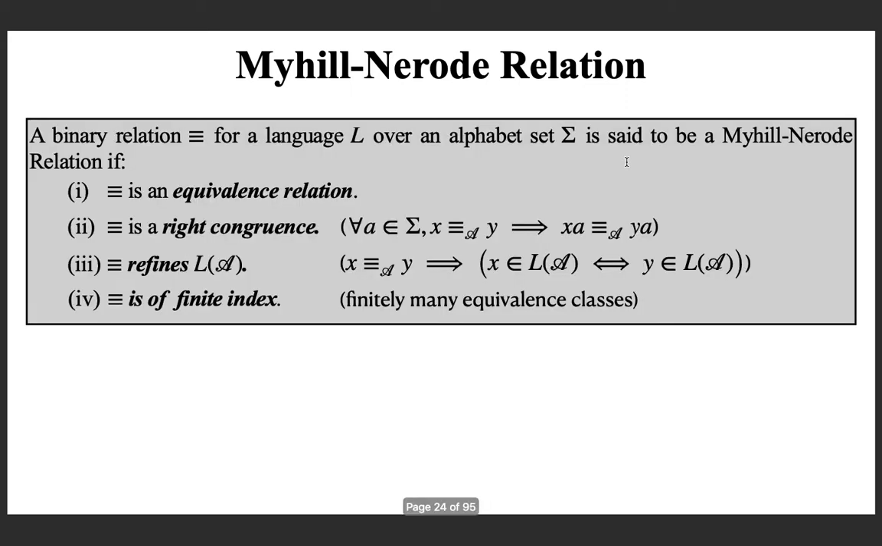So now just recollect the Myhill-Nerode relation that we discussed in the last class. We saw that a binary relation for a language L over an alphabet sigma is said to be an MN relation if it satisfies four properties. That is, it's an equivalence relation, it's a right congruence, it refines the language, and it is of finite index. Hope you remember this from the previous lecture, otherwise please do it again.